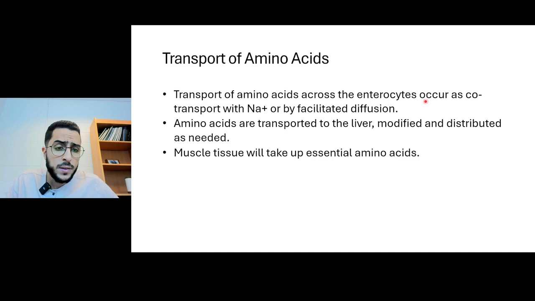Transport of amino acids across the enterocyte membrane happens in a similar fashion to carbohydrates. If you remember when I was talking about carbohydrates, I was saying that glucose requires a sodium transporter. Well, certain amino acids also require a sodium transporter. Others require facilitated diffusion. So this is analogous to fructose, for example. And so in the liver, they're modified and they will be distributed. Okay, and then they'll be sent to the muscles, for example, to build muscle.